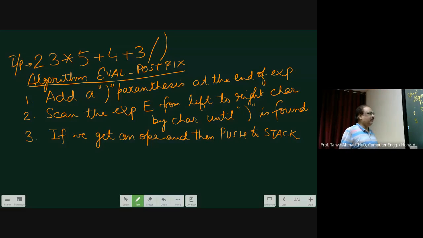Okay. Now let us show you a stack over here. Now here I got 2. Now 2 is an operand. In that case I will push 2.